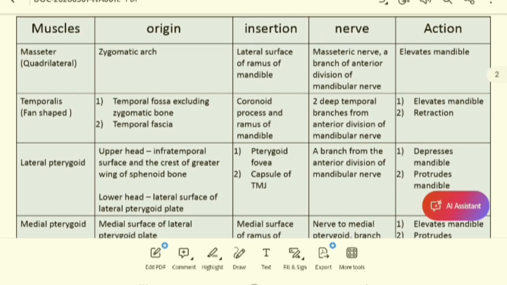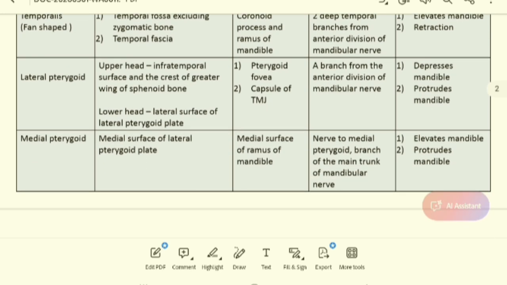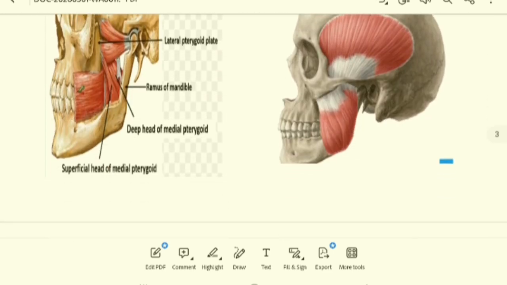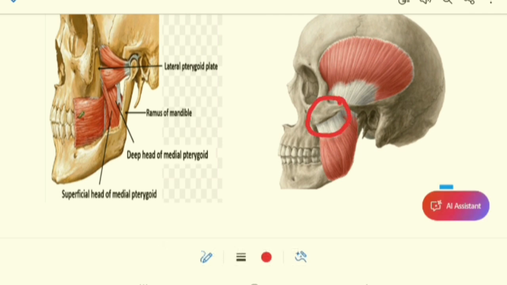So masseter is quadrilateral in shape and the origin is the zygomatic arch. Okay, and the insertion is the lateral surface of the ramus of the mandible. As you can see in the photo, this is the origin and then this is the insertion, that is the lateral surface of the ramus of the mandible.